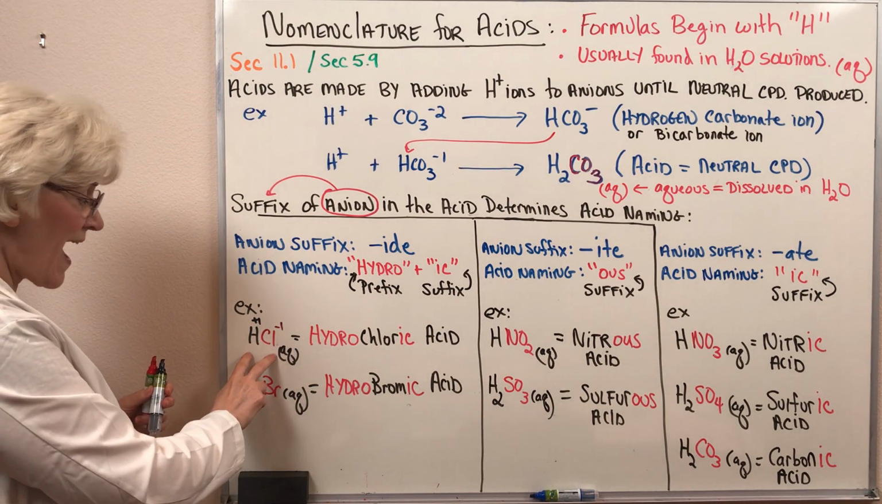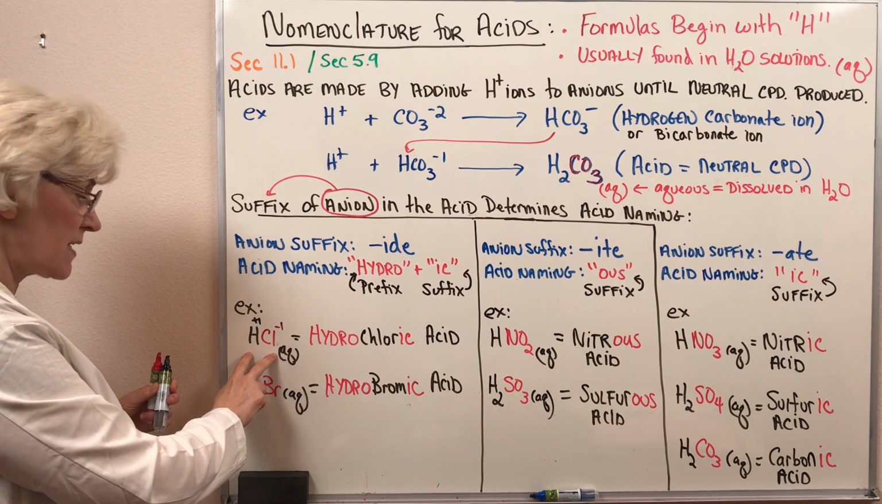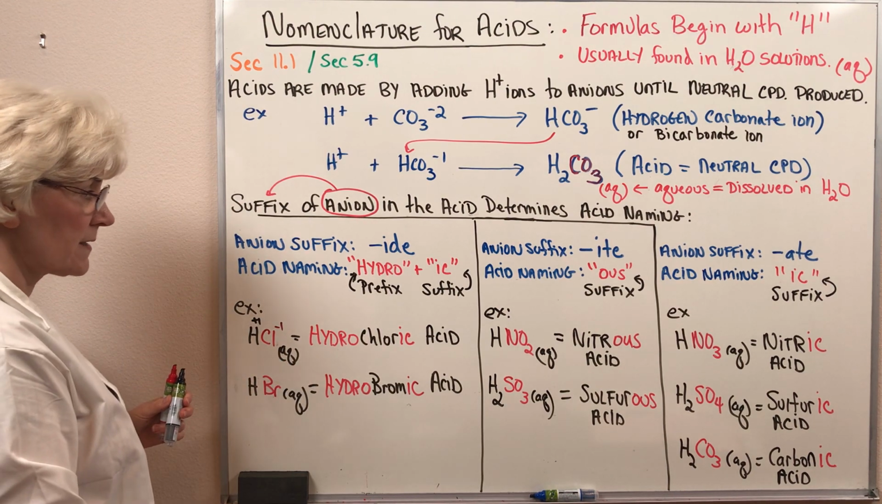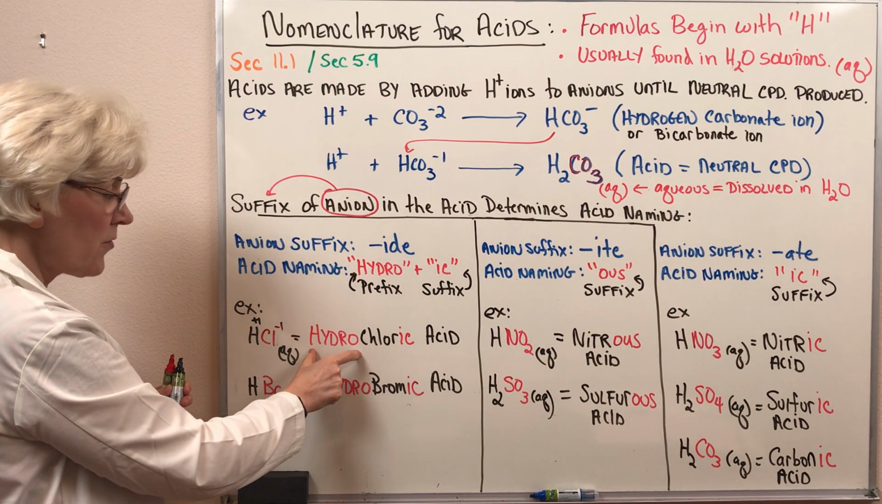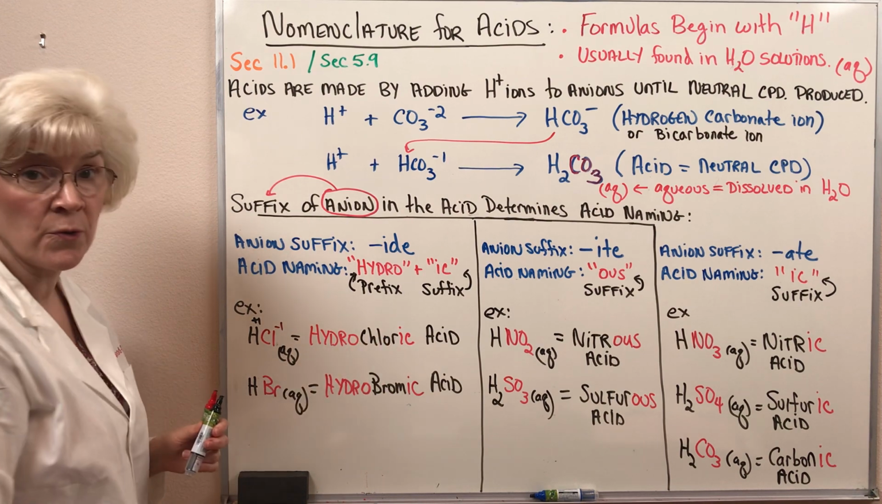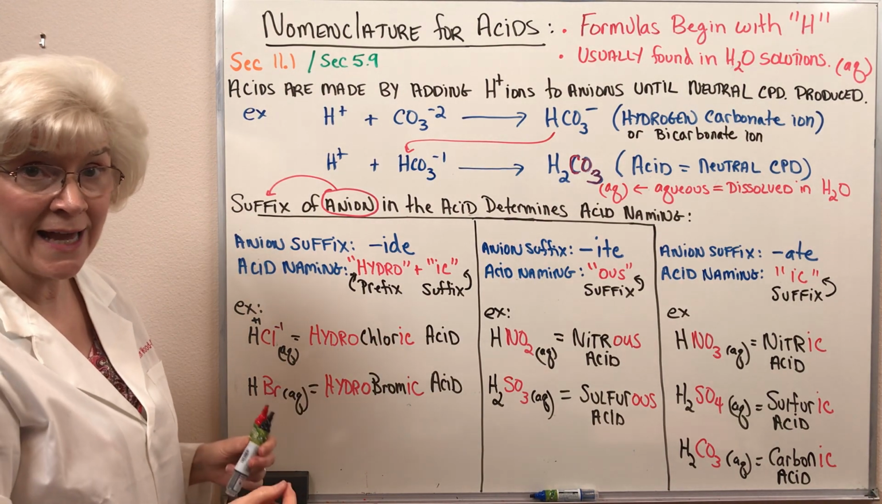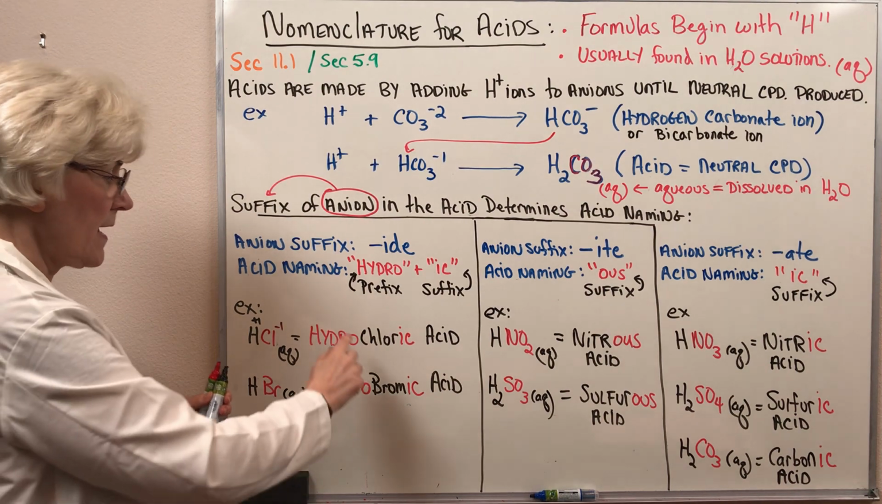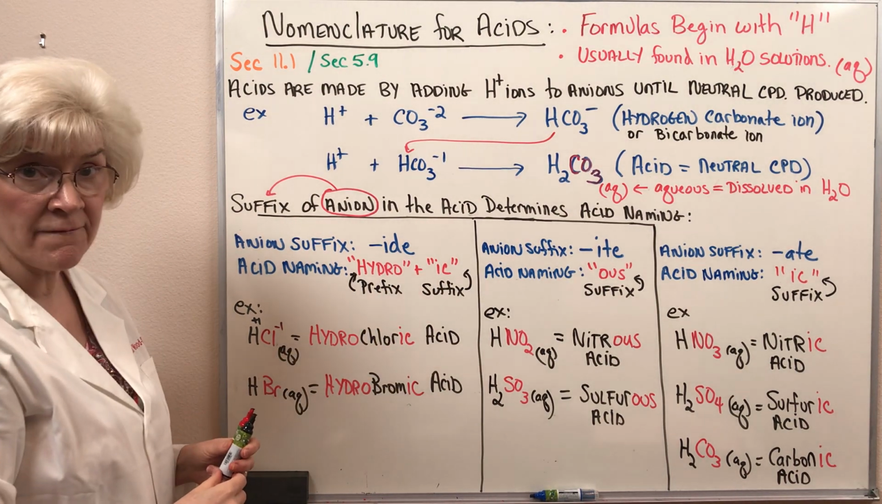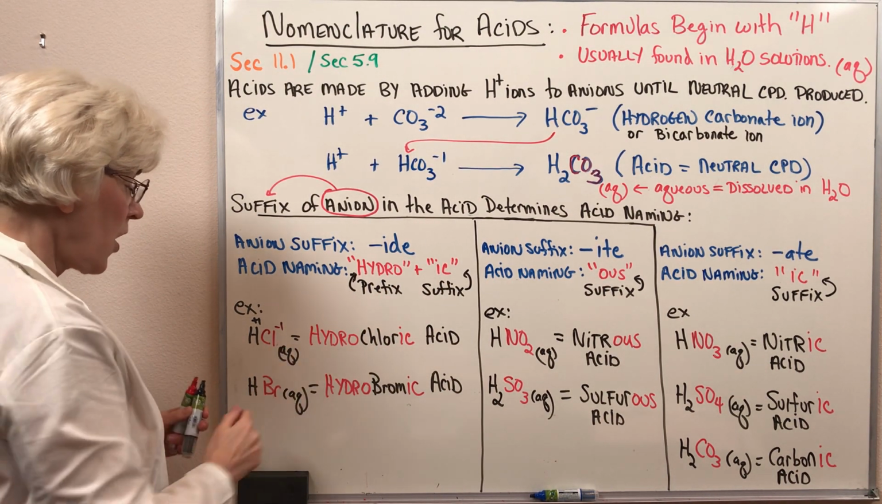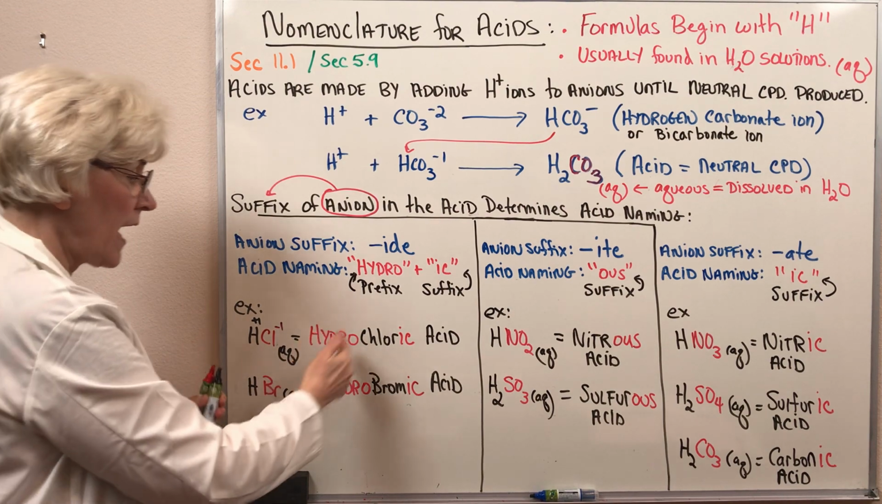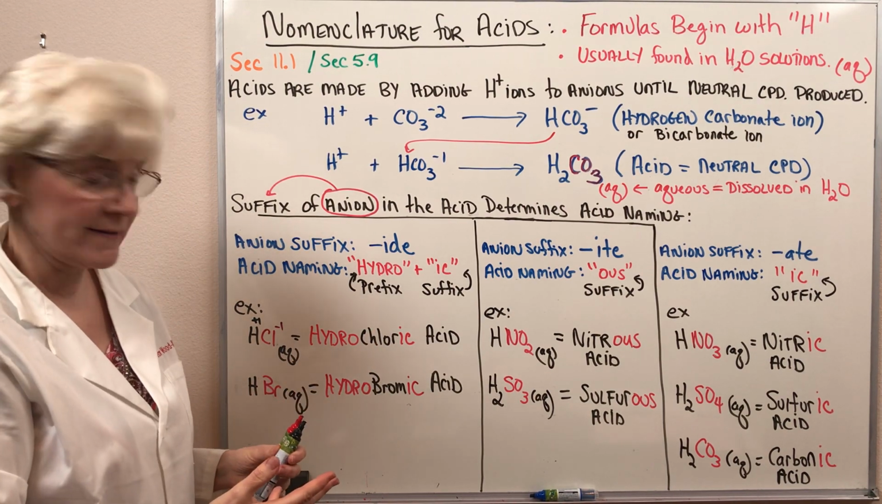Once this neutral acid has formed, HCl, how do you name it? Well, we're going to use the hydro prefix plus a portion of the name of the chloride anion, the chlor part, and then attach the ic suffix. So we would call HCl hydrochloric acid.